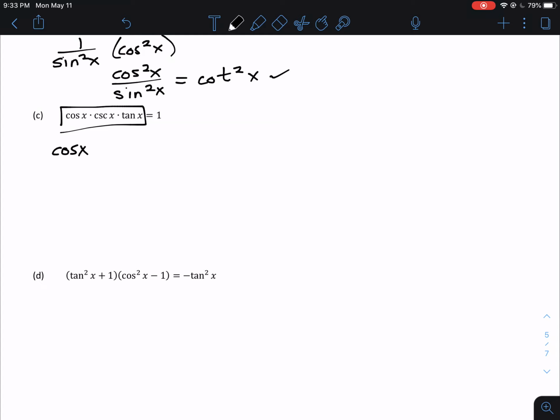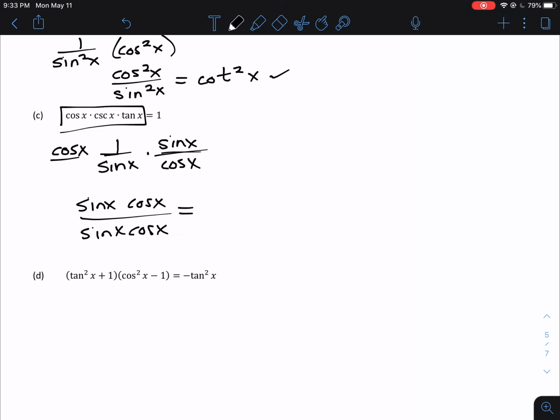So obviously cosine of x is good there. Secant of x is 1 over sine of x. And tangent of x is sine of x over cosine of x. And you can kind of grind this out however much you want to. If you wanted to just put everything in the numerator together, then that becomes sine x cosine x. The denominator is already sine of x cosine of x. And hey, that's the exact same thing divided by itself. That does in fact equal 1.